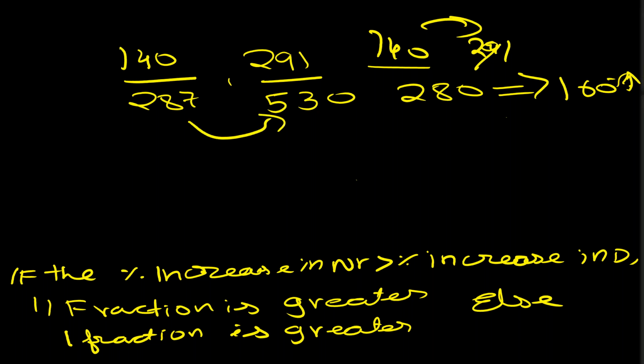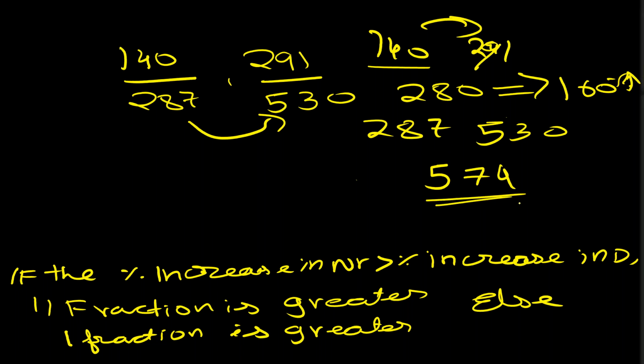So now see the denominator fraction, 287 and 530. Now 100% of 287, how much will it be? It is 574, which is nothing but 287 plus 287. I'm just adding them. That's it. Very simple. So 574.